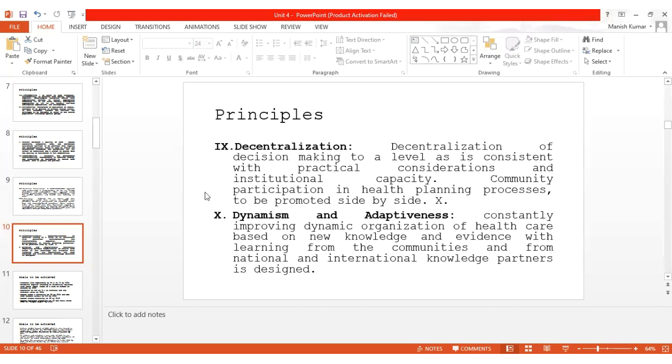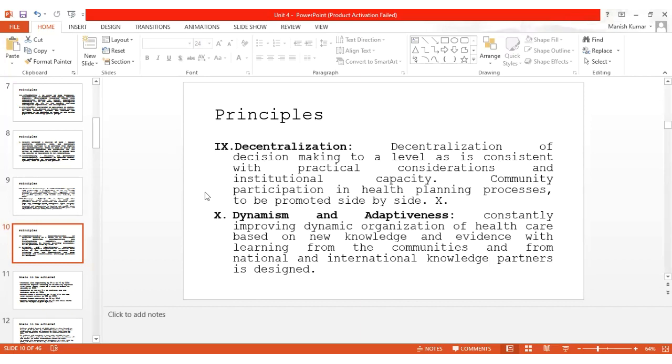And then the 10th one is dynamism and adaptiveness. It means constantly improving the dynamic organization of healthcare based on new knowledge and evidence. This basically talks about CME, continuing medical education, and continuing nursing education. That is a part which is very dynamic.